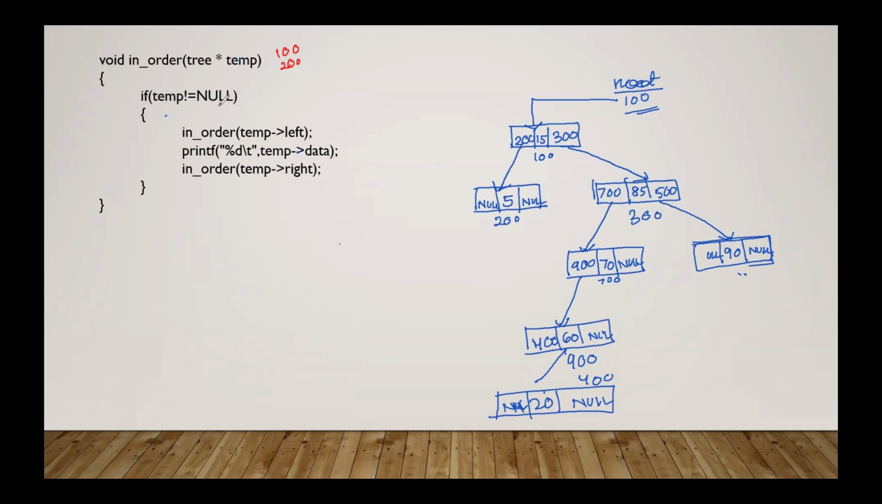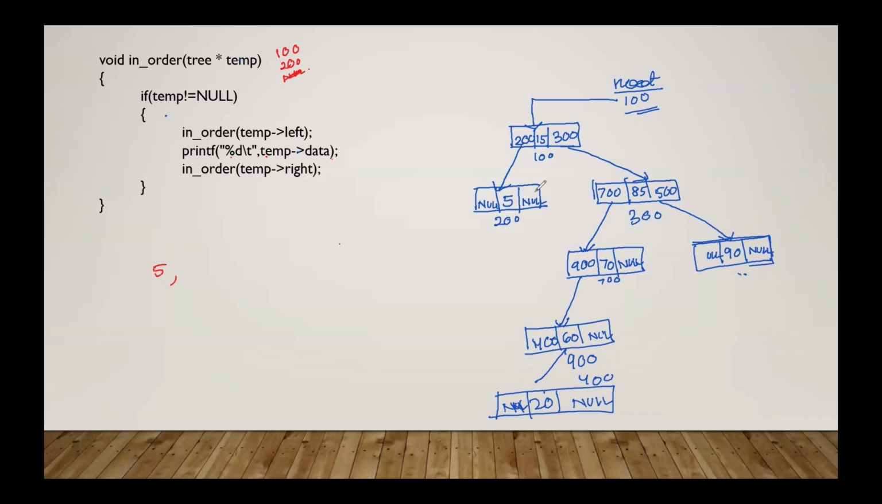200 not equal to null. Yes, it is true. If it is true, then what happened? It will go to the temp left. Then we call the function, 200 left. 200 left means null right now. So this function will not call, then what happened? Print %d temp data. So what is the data? 200 data is 5. So it will print 5. Then what happened? In order temp right.